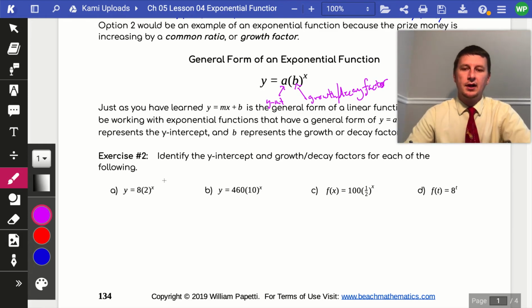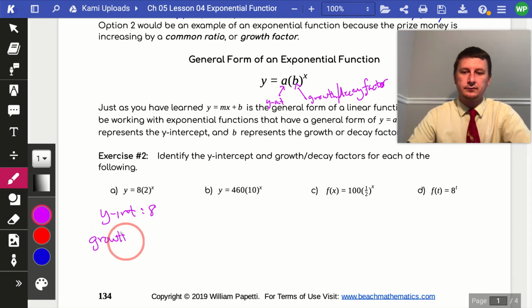So in part A, we have 8 times 2 to the power x. And our y-intercept is going to be 8 because that's taken the place of the a value. So our y-intercept is 8. And our growth factor is going to be 2, which means that this function is doubling. It's multiplying by 2 every single time.